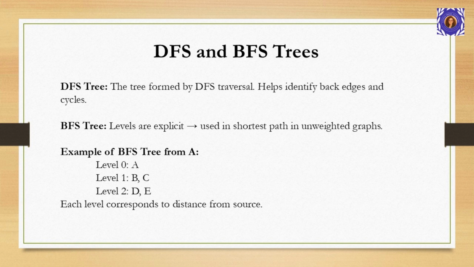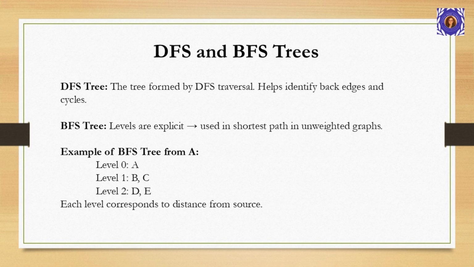BFS trees explicitly show distance relationships through levels. Level 0 contains our source, Level 1 contains vertices at distance 1, Level 2 at distance 2, and so on. This level structure guarantees that BFS finds shortest paths in unweighted graphs.